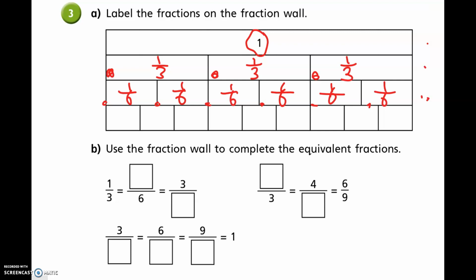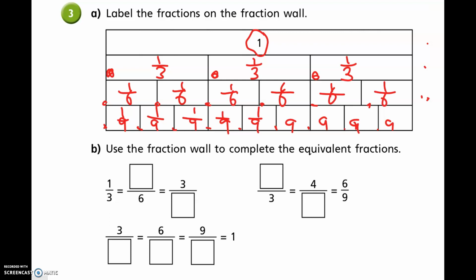Let's look and count how many on the bottom. 1, 2, 3, 4, 5, 6, 7, 8, 9. That has been split into 9 pieces. So each one is going to be labelled with a 9 in the bottom. And that's what we call the denominator. The denominator is a bottom number. And what goes on top? You write it? Yes, 1/9.